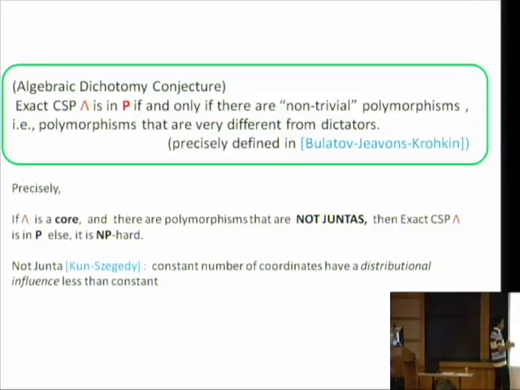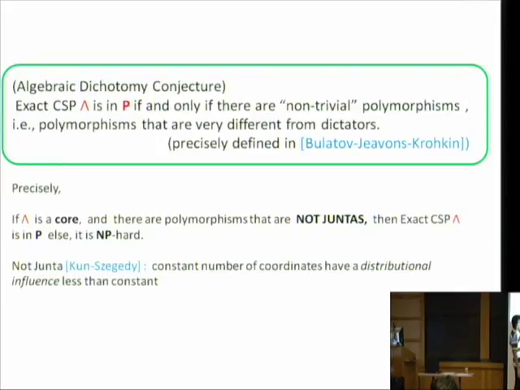Distributional influences. So if I look at an XOR function, every coordinate has influence 1. But if I just look at the output distribution, if I feed in bits with half-half probability, the output is half-half, unbiased. And if I change the distribution of one of the bits, how much does it change the distribution of the output? This is actually recent work by Kun and Szegedy. But algebraically, there are much simpler ways to state it.